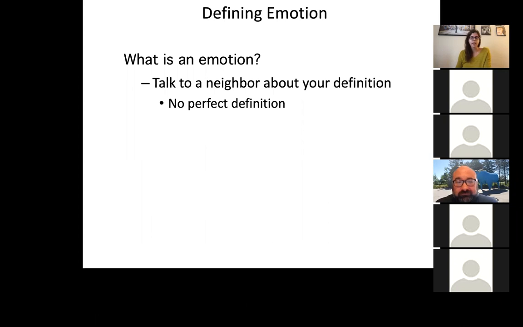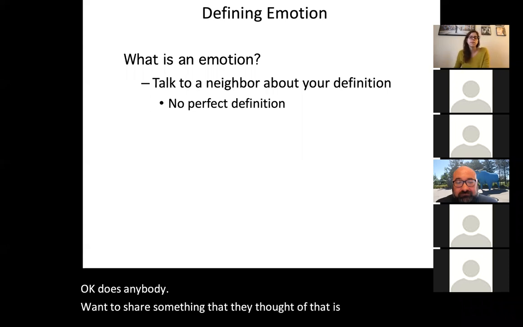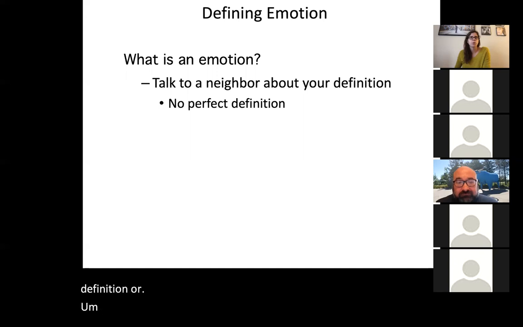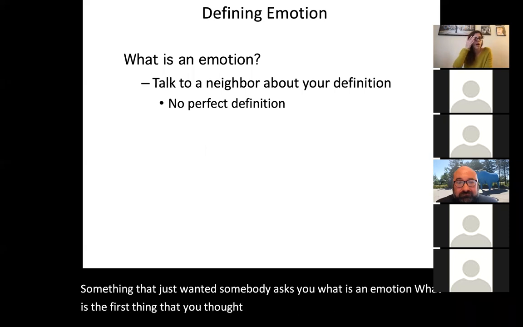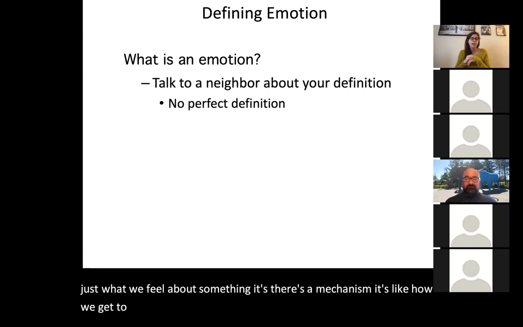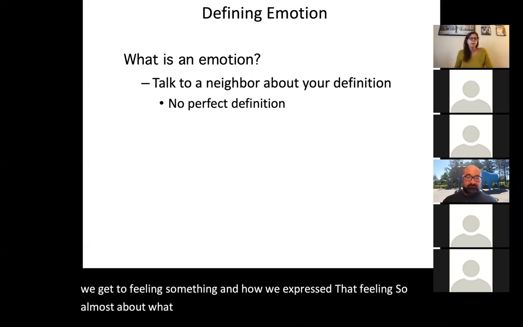Okay, does anybody want to share something that they thought of that is part of the definition? When somebody asks you what is an emotion, what is the first thing that you thought about? One student says it's more than just what we feel about something. There's a mechanism, how we get to feeling something and how we express that feeling. So it's almost about what we are showing to other people. Anything else?